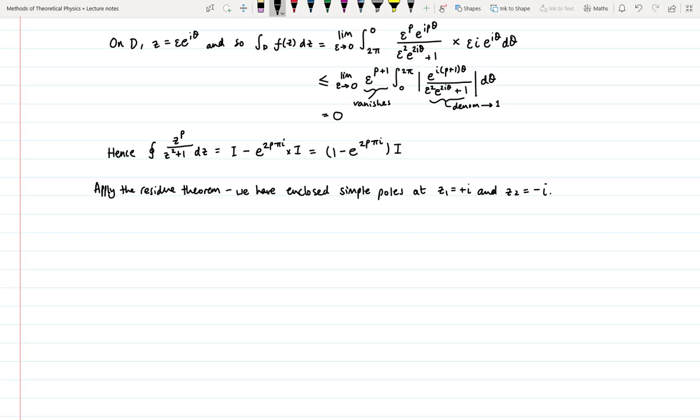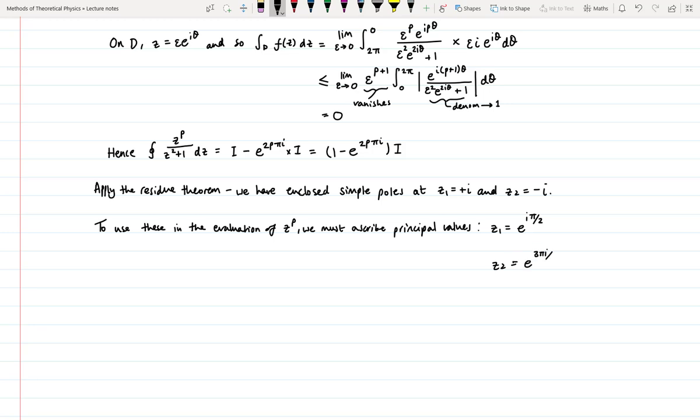Going back to the important point that we have to use the principal values of z to the p, I'll note that to use these values z1 and z2 in the evaluation of z to the p, we must ascribe or use principal values. We're going to write z1 is e to the i pi by 2, and z2 is e to the 3 pi i by 2. And I'll note here that this is not minus pi i by 2, and that's because of our choice of the angles theta given our branch cut.